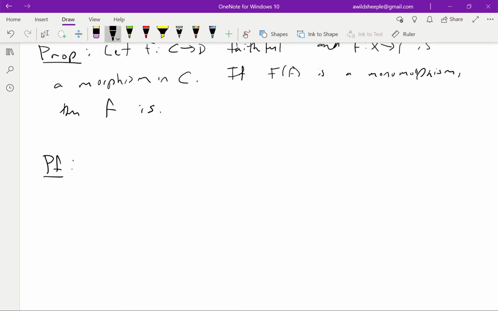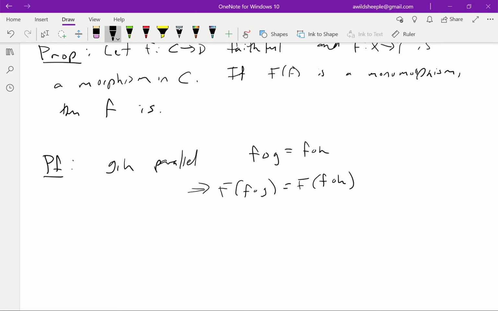So let's do it. Let's say we have a pair of parallel morphisms, g and h. I don't want to introduce a lot of objects to make this complicated. But in particular, we just have f composed with g equals f composed with h. That's what we're going to assume. If we apply F to this equation, what we get is F of f composed with F of g, F of f composed with F of h, naturally, and this is a functor, so we distribute.